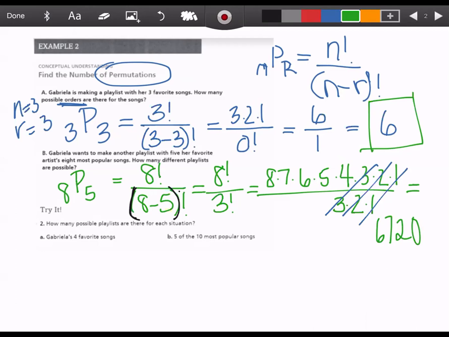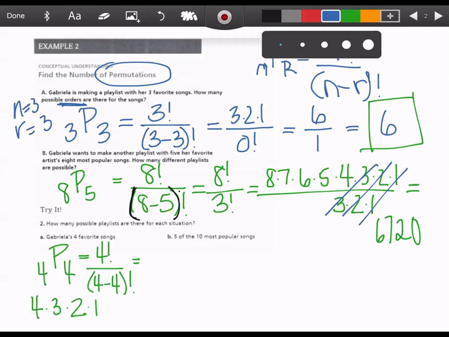Let's talk about a couple more examples. So how many playlists are there for each situation? Gabriella's favorite 4 songs. So that means that she has 4 songs. We're choosing all 4 of them, and we symbolize it 4P4, which gives us 4 factorial over 4 minus 4 factorial. That equals 4 times 3 times 2 times 1.